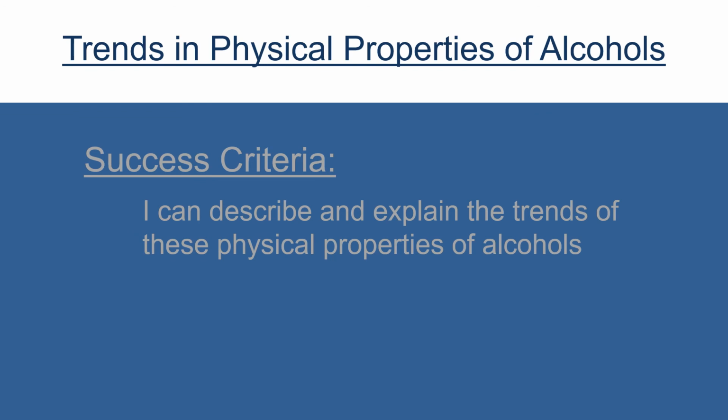As I said at the start of the presentation, to be successful you should now be able to describe and explain the trends in melting points and boiling points, the solubility and the ease of evaporation of the alcohol family as we go from methanol to ethanol to propan-1-ol, butan-1-ol, and so on. You should be able to link the size of the alcohol molecule to those physical properties.